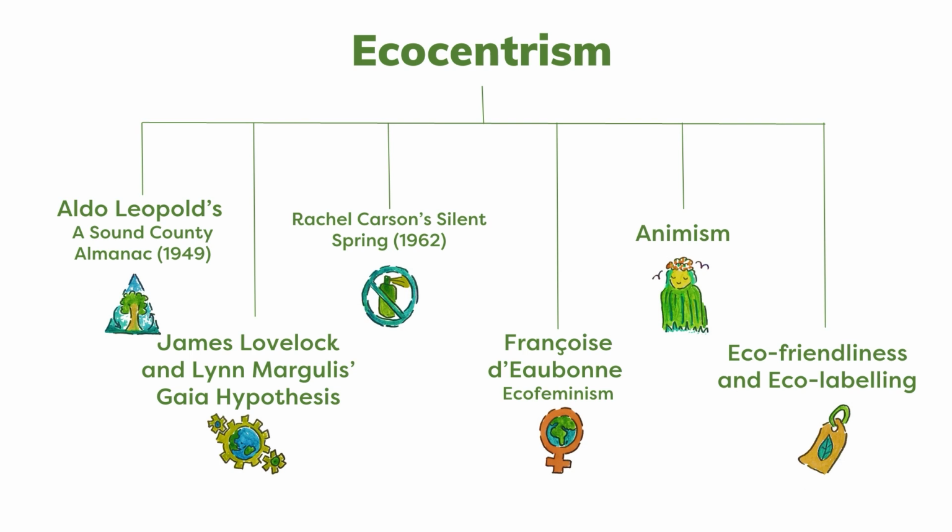The Gaia hypothesis, which was first introduced by James Lovelock and Lynn Margulis in the 1970s, also recognizes the Earth's complex system that sustains life. Rachel Carson, in her book Silent Spring, written in 1962, exposes the harmful effects of pesticides towards the environment.